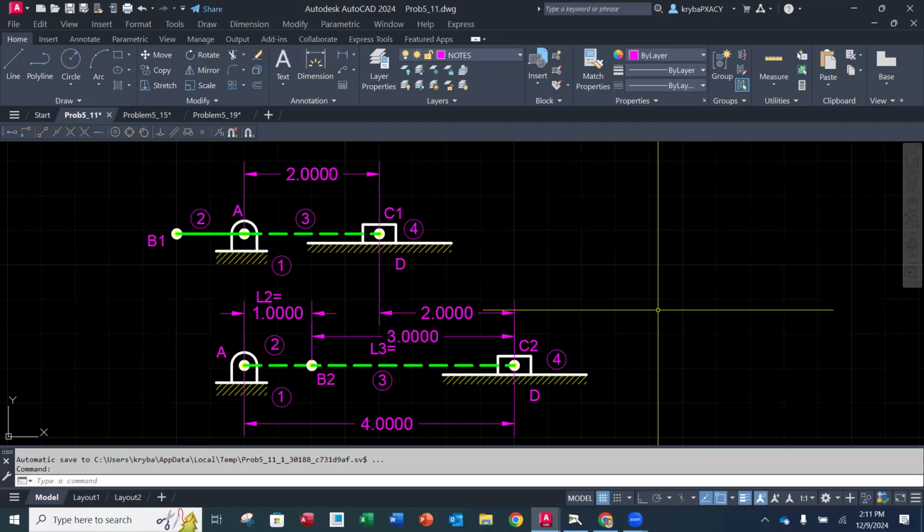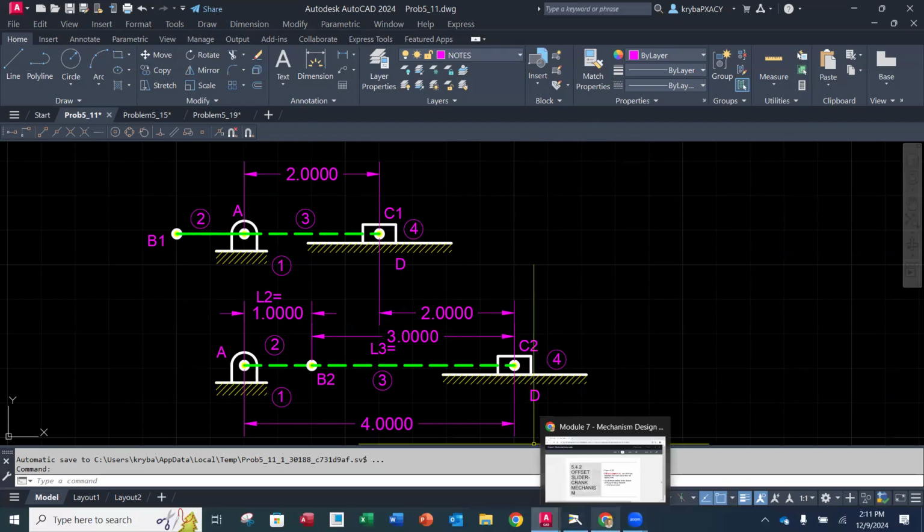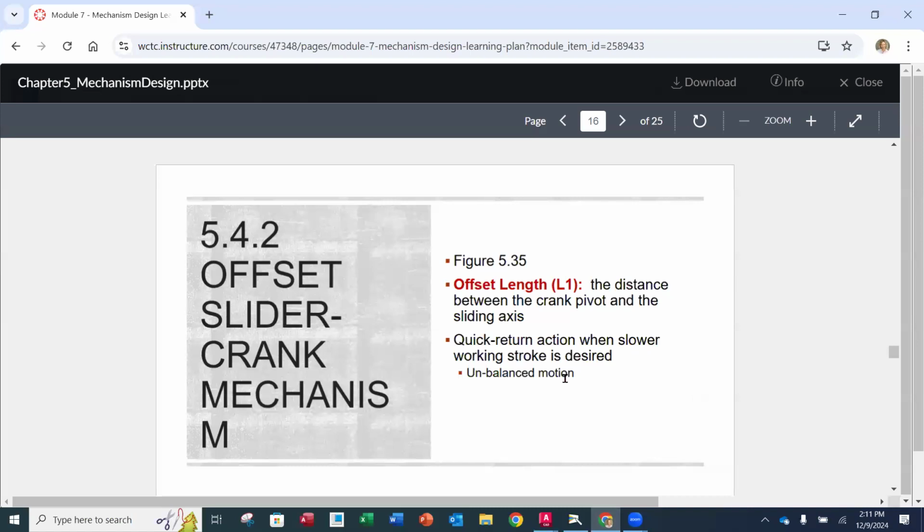This will be similar for the next 2 that we do as well. So since there are no questions, we are going to go back to our PowerPoint presentation, and we're going to continue on in the chapter. So the next section is going to be looking at a different type of slider crank mechanism, and this is going to be one that is offset, okay? So in figure 535, actually not 535, 555, it must have been a little bit of a typo there.